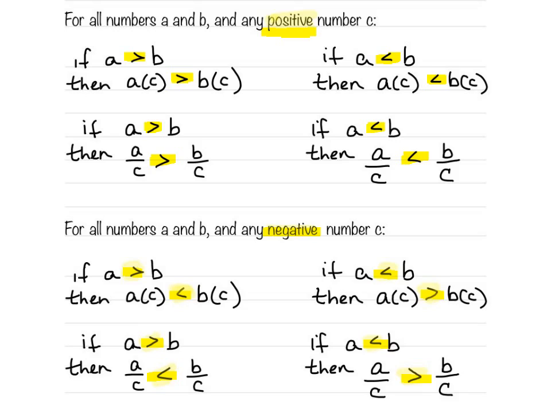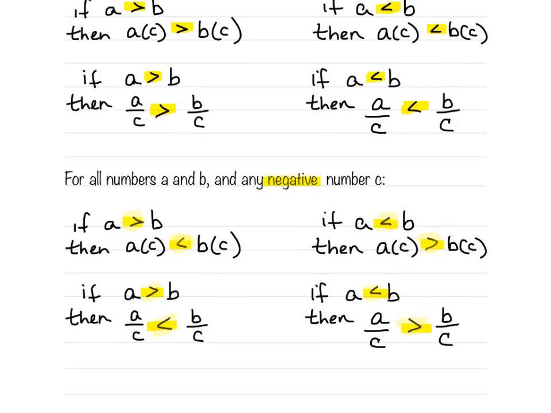Whenever you multiply both sides of your inequality by a negative number, or you divide both sides of your inequality by a negative number, you must reverse the inequality. If it was greater than, it becomes less than. If it was less than, it becomes greater than. Okay, pause the video and make sure you get these rules down on your notes.